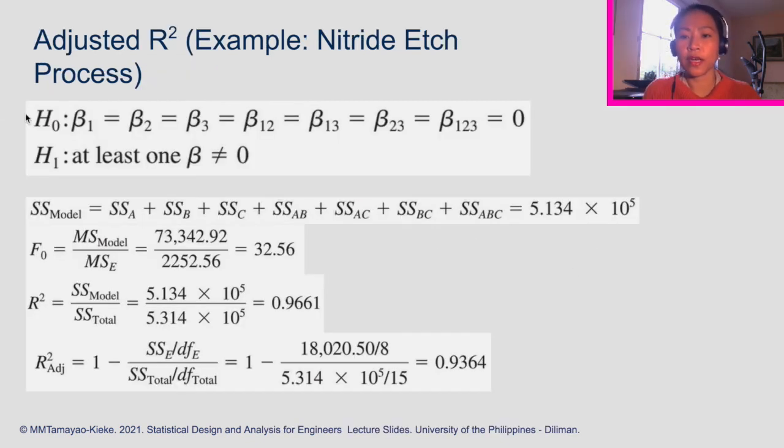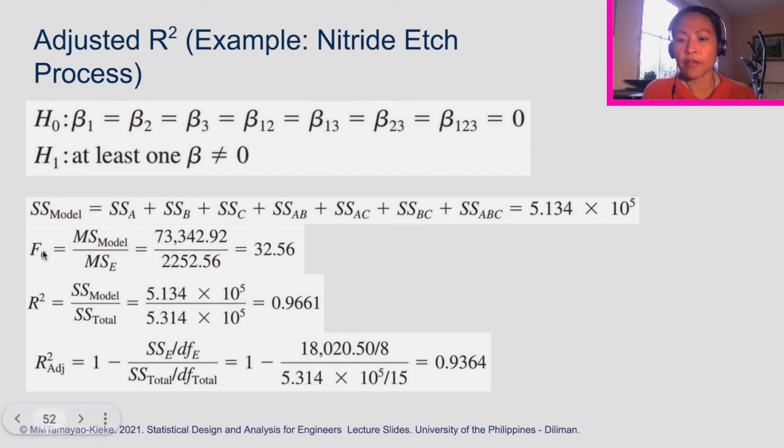Recall that the hypothesis that we are testing in the regression model is as follows. Our H naught is such that all the regression parameters are equal to each other and they are equal to 0. And then the alternative hypothesis is that at least one of these parameters is not equal to 0. And to compute the sum of squares of the model, this is just equal to the sum of squares of all the factors and the interactions, and this is the value for our example.